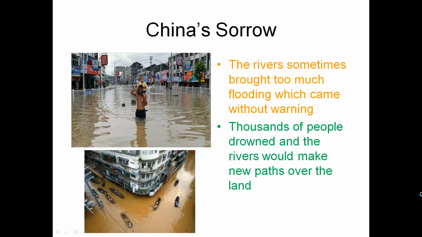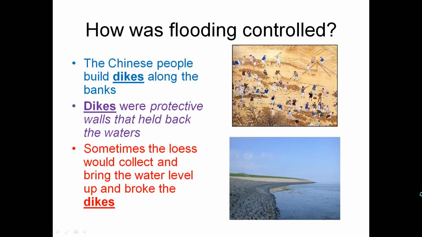Now, these rivers sometimes would present problems, therefore they were called China's Sorrow. Sometimes the rivers brought too much flooding, and it would come quickly, and many people would lose their homes. Thousands of people drowned as a result of these floods. So the Chinese had to learn how to control the flooding. They built dikes, a term which means protective walls, along the banks of the river. Sometimes the loess would get so high in the water level that it would actually break the dikes, and the water would go through.